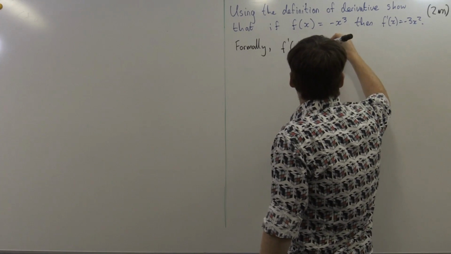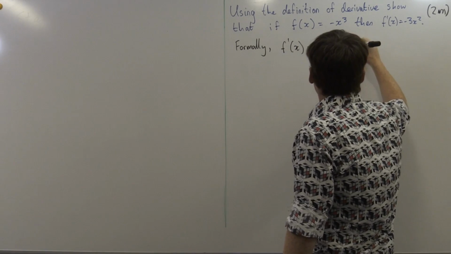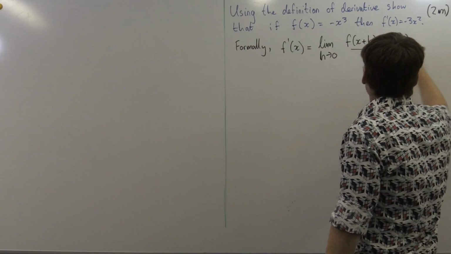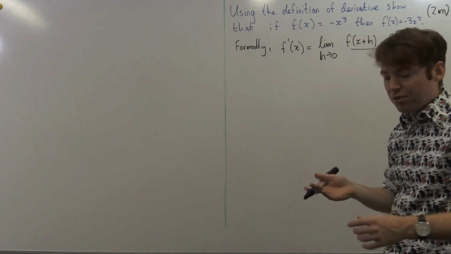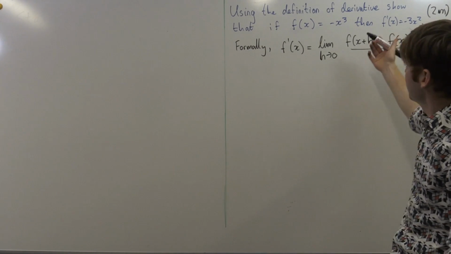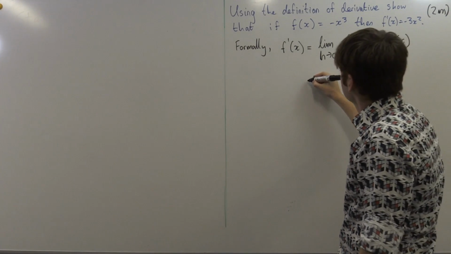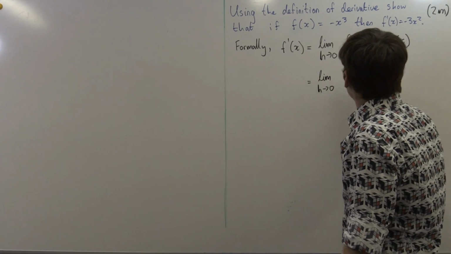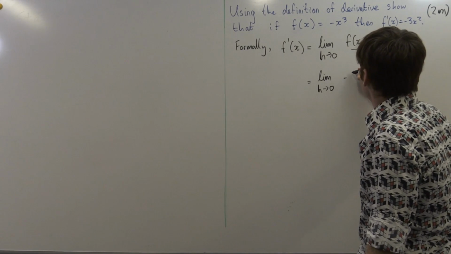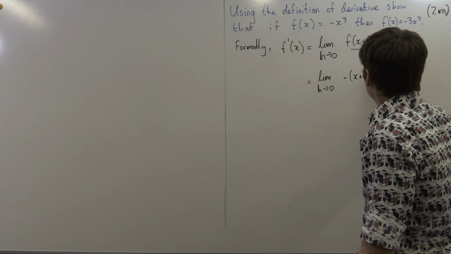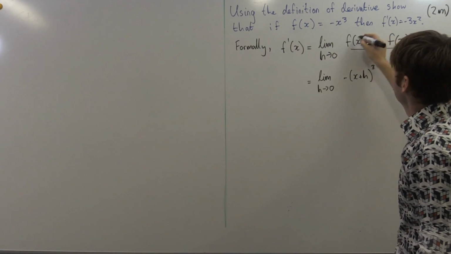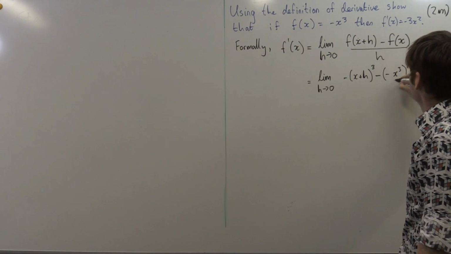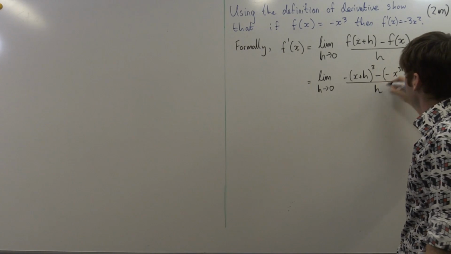It's actually a limit as h goes to 0 of f of x plus h minus f of x all divided by h. It's a good idea to start with the actual formal definition, and now we'll just plug in what we know f of x is. So f of x plus h, that's negative x plus h all cubed. So just applying the definition of f to this thing called x plus h, minus negative x cubed, all over h.